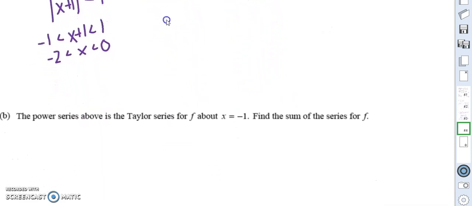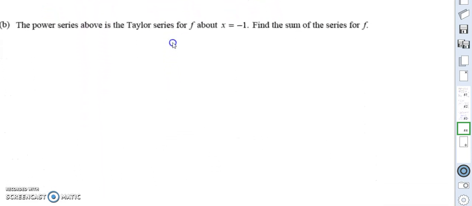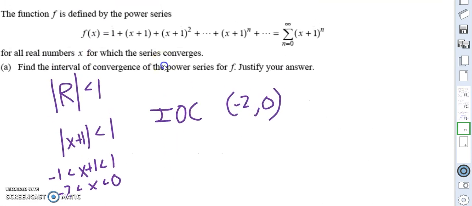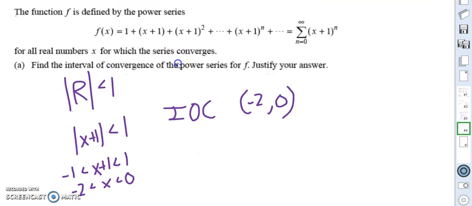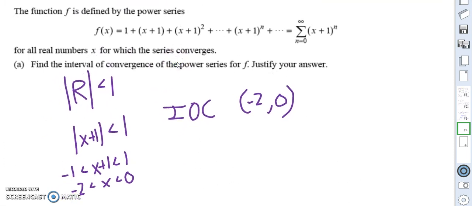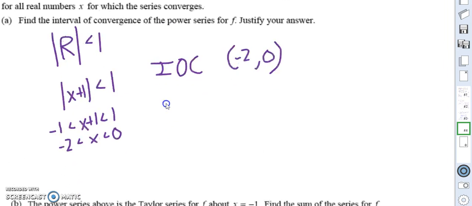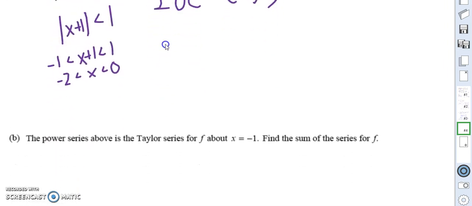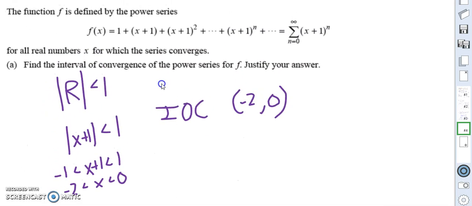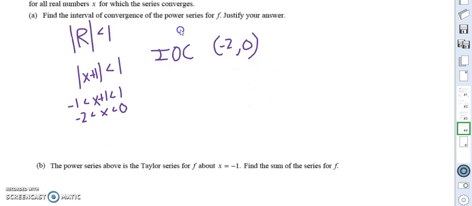B: the power series above is the Taylor series for f about x equals negative 1. Let's see. Yeah, that looks like a Taylor series about x equals negative 1, right? It looks like it's centered at negative 1. It's a bunch of x plus 1s, which is x minus negative 1. And they want to know the sum of the series for f. In other words, you're adding up infinitely many things, what does it come out to? What does the sum actually become? What does it converge to?